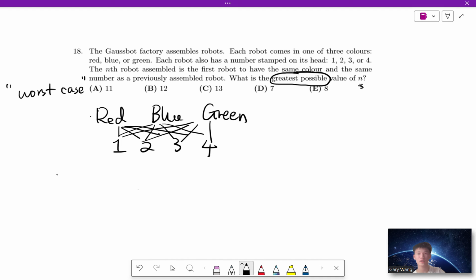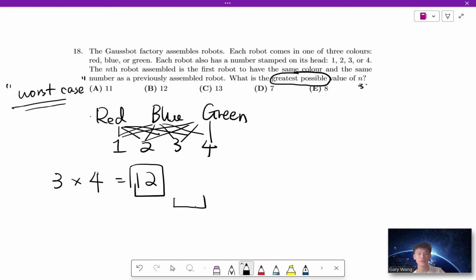So there are 3 colors. For each color, there are 4 different possible number stampings. So there are in total 12 different possible combinations. Since we need to think about the worst case to make sure that n is the largest possible value, we can assume that the first 12 robots are each different from each other. So we used up all the different possible combinations.